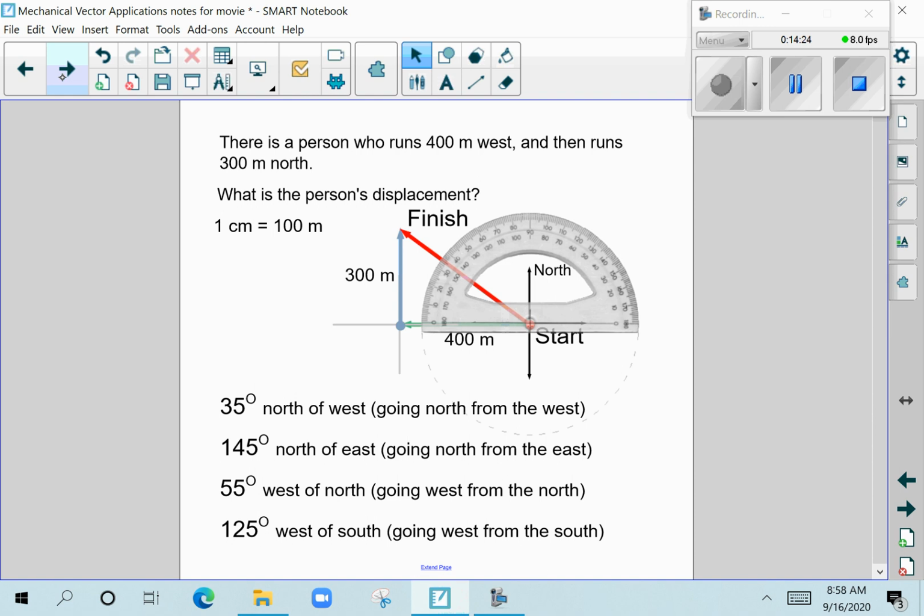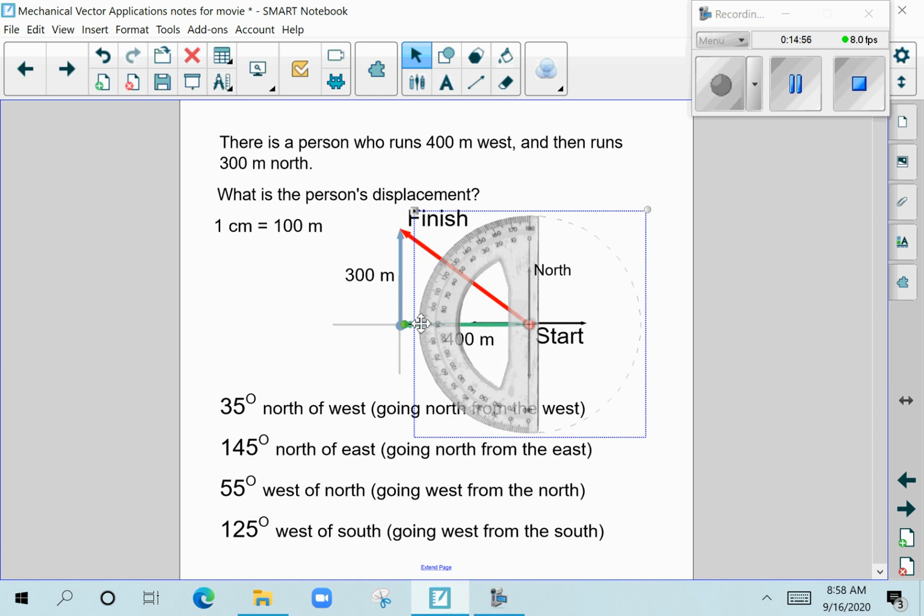If I had preferred, I could have used 145 degrees, but that's going above the east end, which is a little less intuitive for people. If I'm going east, this would be all the way around here, so that is going in the north direction originally. So going north 145 degrees. I could also have measured my protractor along the north-south-east axis if I wanted to.